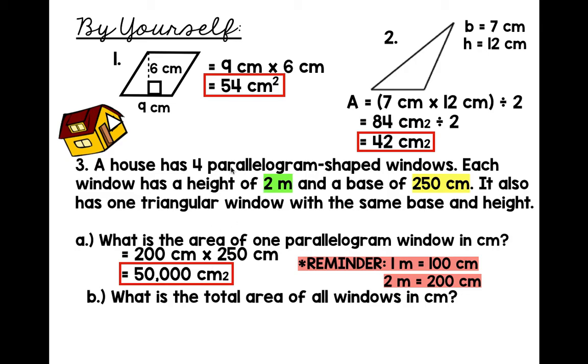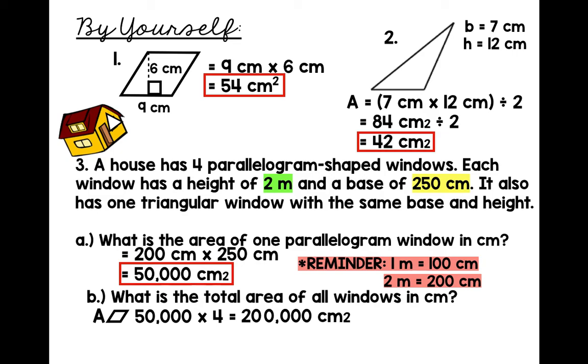The next question is, what is the total area of all the windows? So we need to find the 4 plus the triangle. So we got one window. We're going to take this answer and multiply it by 4. Go ahead and pause and solve by yourself, and we'll compare. Okay, so 50,000 times 4, or 5 times 4, is 20. And go ahead and put these 4 zeros behind it. So 200,000 centimeters square is the area of all the parallelogram windows.